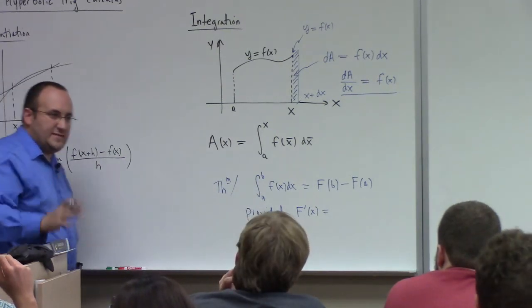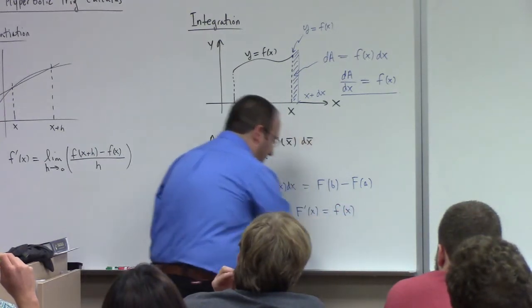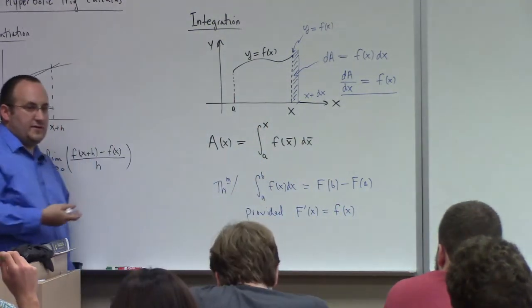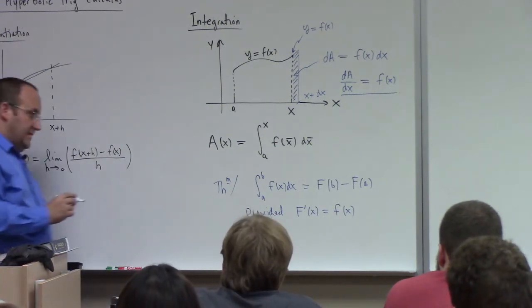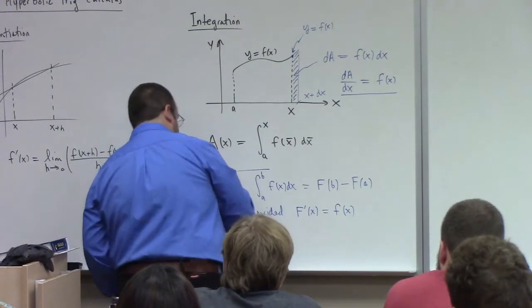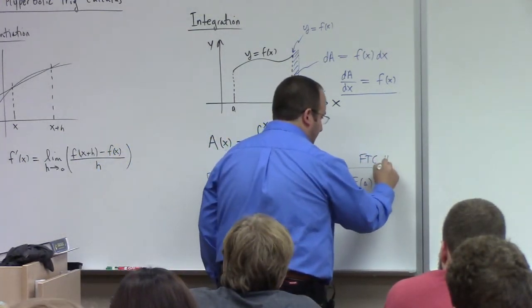Maybe somebody already said it. I sometimes miss people saying things, but this should be little f of x, right? In other words, big F is the antiderivative of little f, right? It's the antiderivative of the integrand. This we usually call FTC2, Fundamental Theorem of Calculus Part 2.